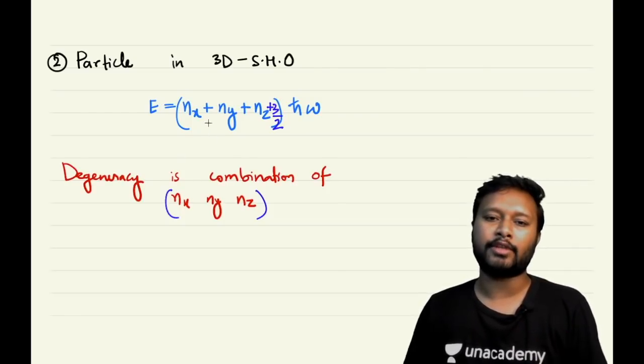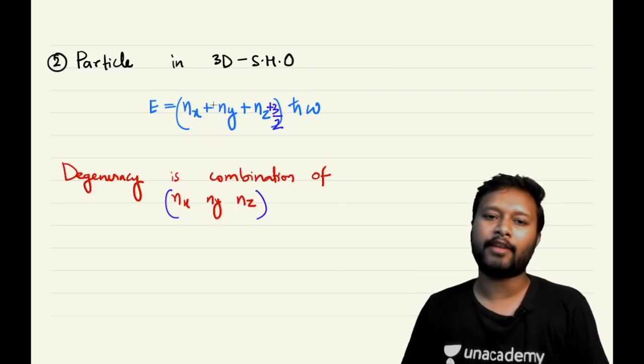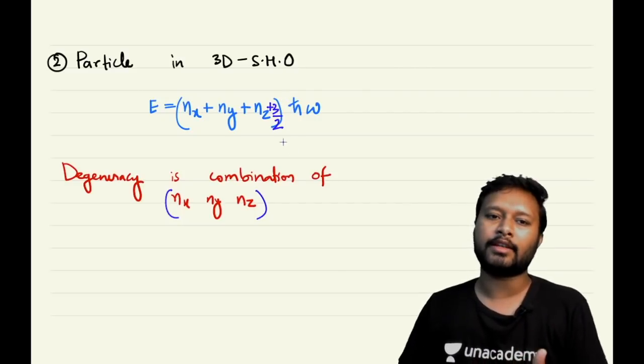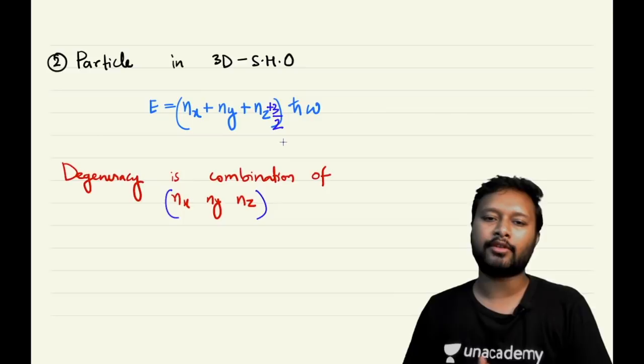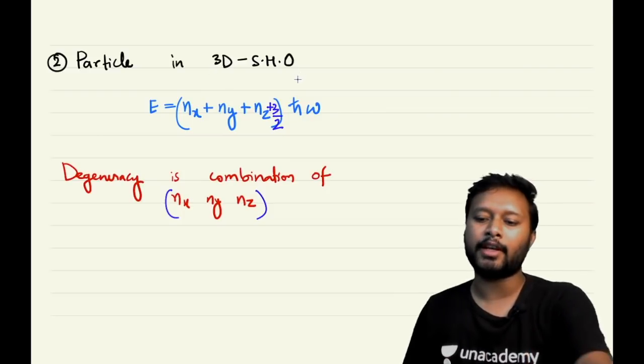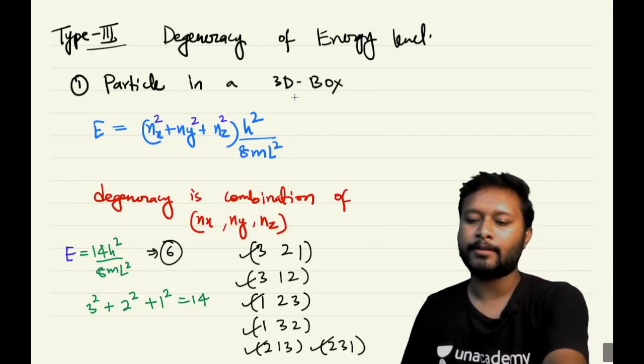The thing you have to see is that the square is not there now. So you have nx plus ny plus nz plus 3 by 2 h cross omega. You can just find the different combinations of them to find the degeneracy, but the system is different. Here the system is a 3-dimensional simple harmonic oscillator; earlier the system was a 3-dimensional cubic box.